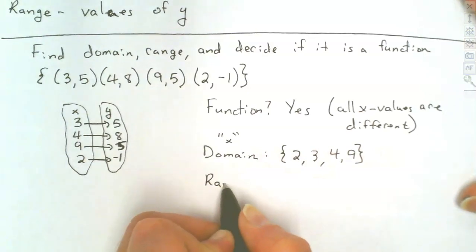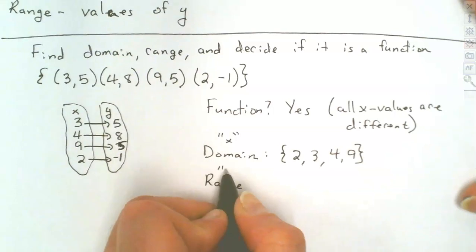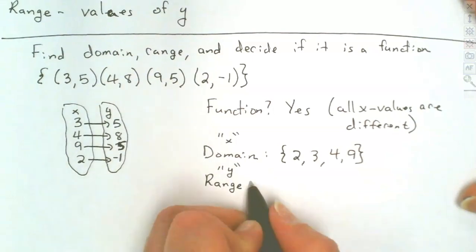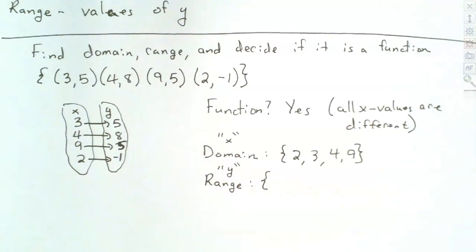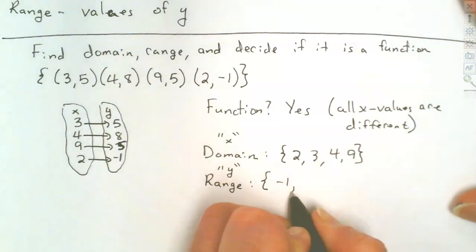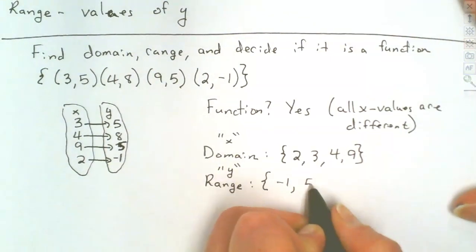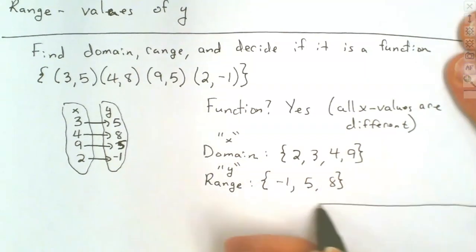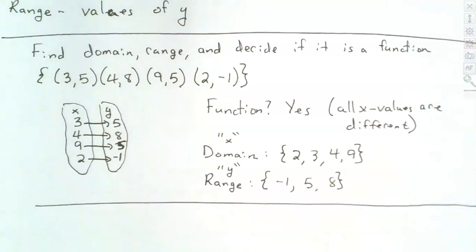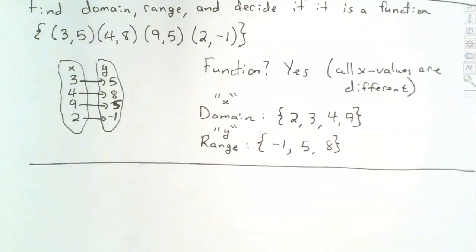And the range, or the target, is your y values. And if a number is duplicated, you just write it once. So that 5 is duplicated, so we only have to write that 5 one time. And again, we always start with the smallest number. So we've got -1, 5, and 8. So that's our domain, our range, and this one is a function.